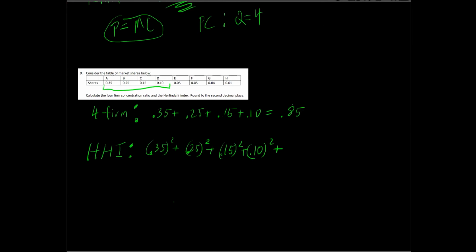So let me scroll over a bit. 0.05 squared plus 0.04 squared plus 0.01 squared. And so we have to go through and square each of those terms and then add them up. What we end up with in this case is 0.2242, which rounding to 2 decimal places gives us a Herfindahl index of 0.22.